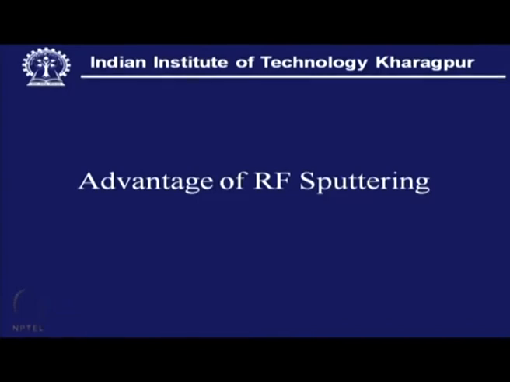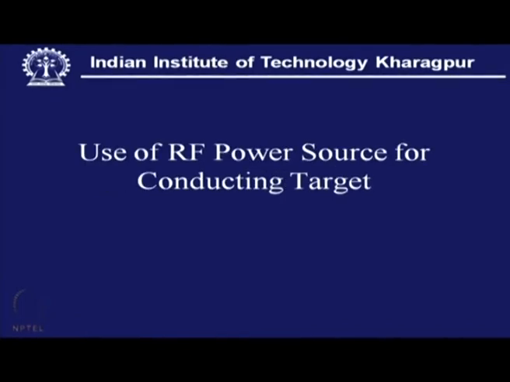this is one of the very important issues one can consider. So, this is actually a summary of RF sputtering, but here use of RF power source for conducting target. This is already understood that for conducting target a self biasing is just not possible, because it is a conducting current, and that has been already illustrated.